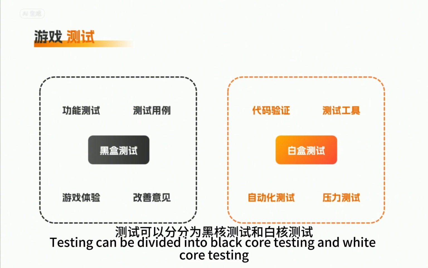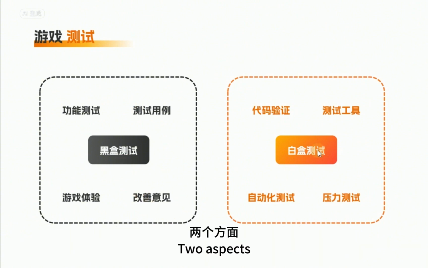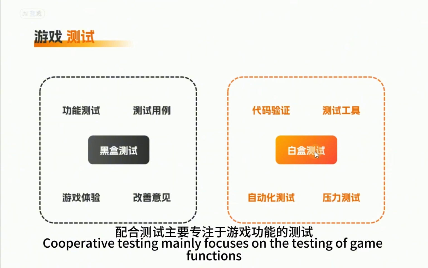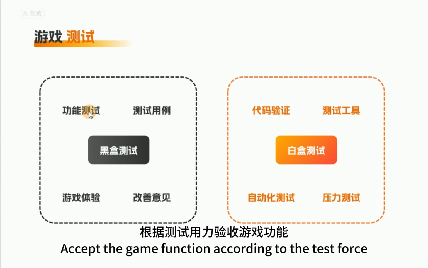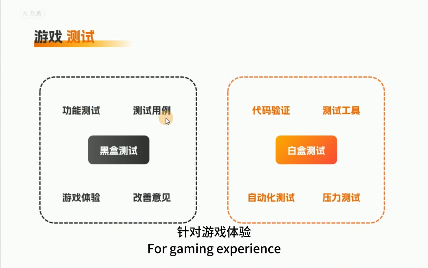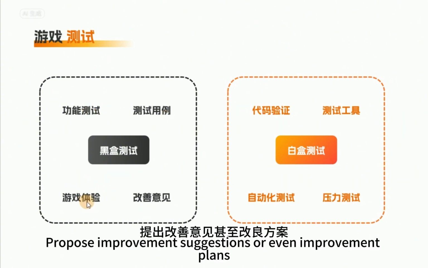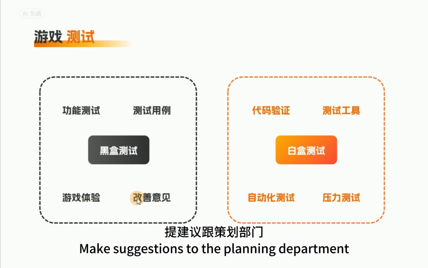Overall, testing can be divided into black box testing and white box testing, two aspects. Black box testing mainly focuses on the testing of game functions, accepting the game functions according to the test cases, and for gaming experience, proposing improvement suggestions or even improvement plans, and making suggestions to the planning department.